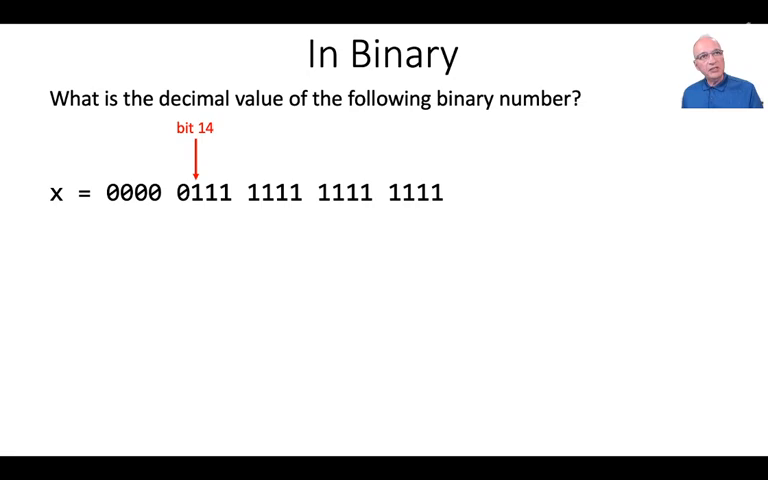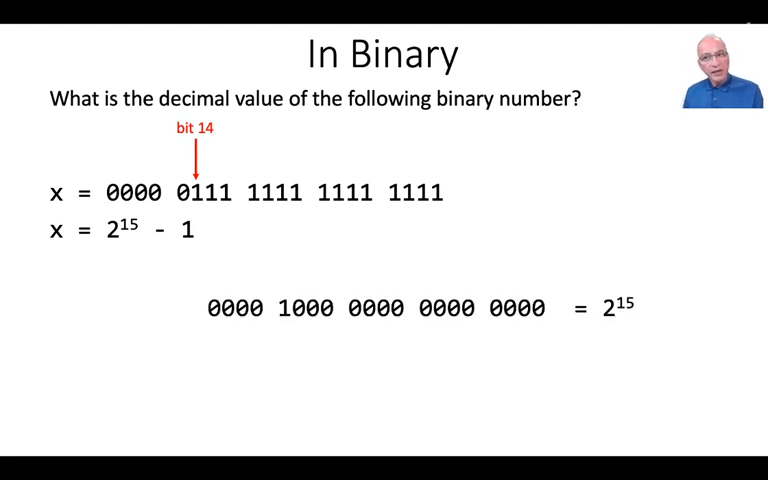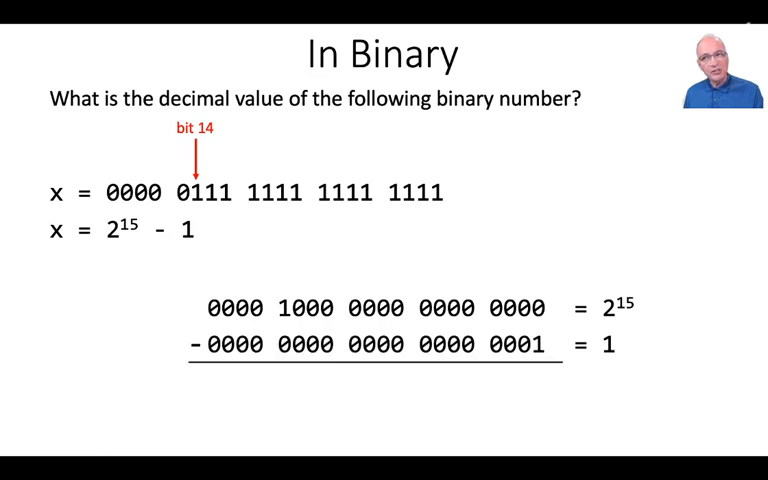So we're going to observe that that's the bit 14. So we can express this number actually as 2 to the 15 minus 1. Again, the power of 2 is the position to the left of the most significant one of the group. And indeed, if I take 2 to the 15 and I subtract 1 from it, I obtain the number that I had originally there.